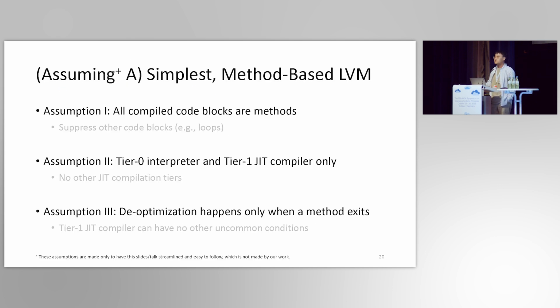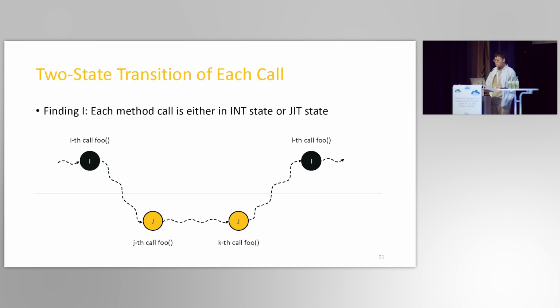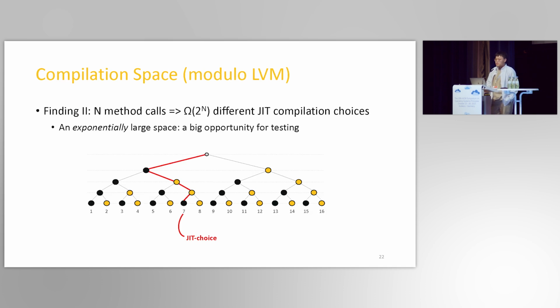So let's assume a very simple method-based VM, where all compiled code blocks are methods, and we do not support other code blocks. We only have two tiers, the tier-0 interpreter and the tier-1 JIT compiler, and de-optimization only happens when the method exits. We can simply find that each method call is either in an I state or in a J state, and they transit between these two. We can also find that if we have a program with n method calls, this forms an exponentially large space with 2^n different JIT compilation choices.